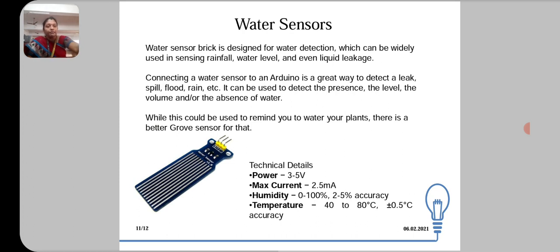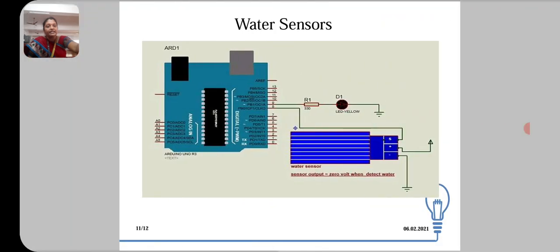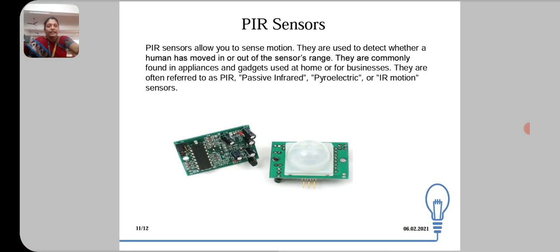And these are some technical details, that is power is about 3 to 5 volt, maximum current 2.5 milliamps and the temperature is 40 to 80 degrees Celsius. This is the connection of water sensor with the Arduino board. And next about PIR sensor, that is passive infrared sensor, is a motion sensor.